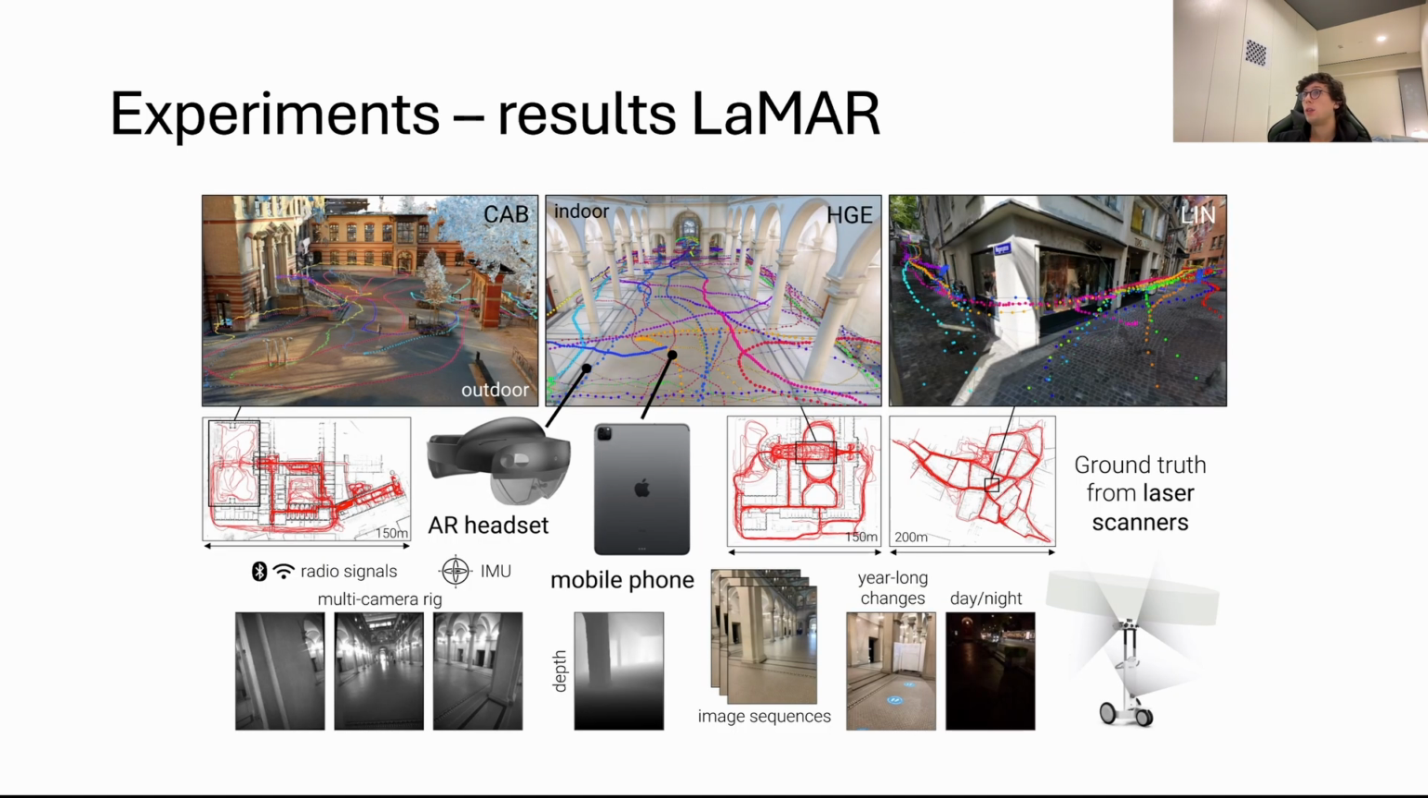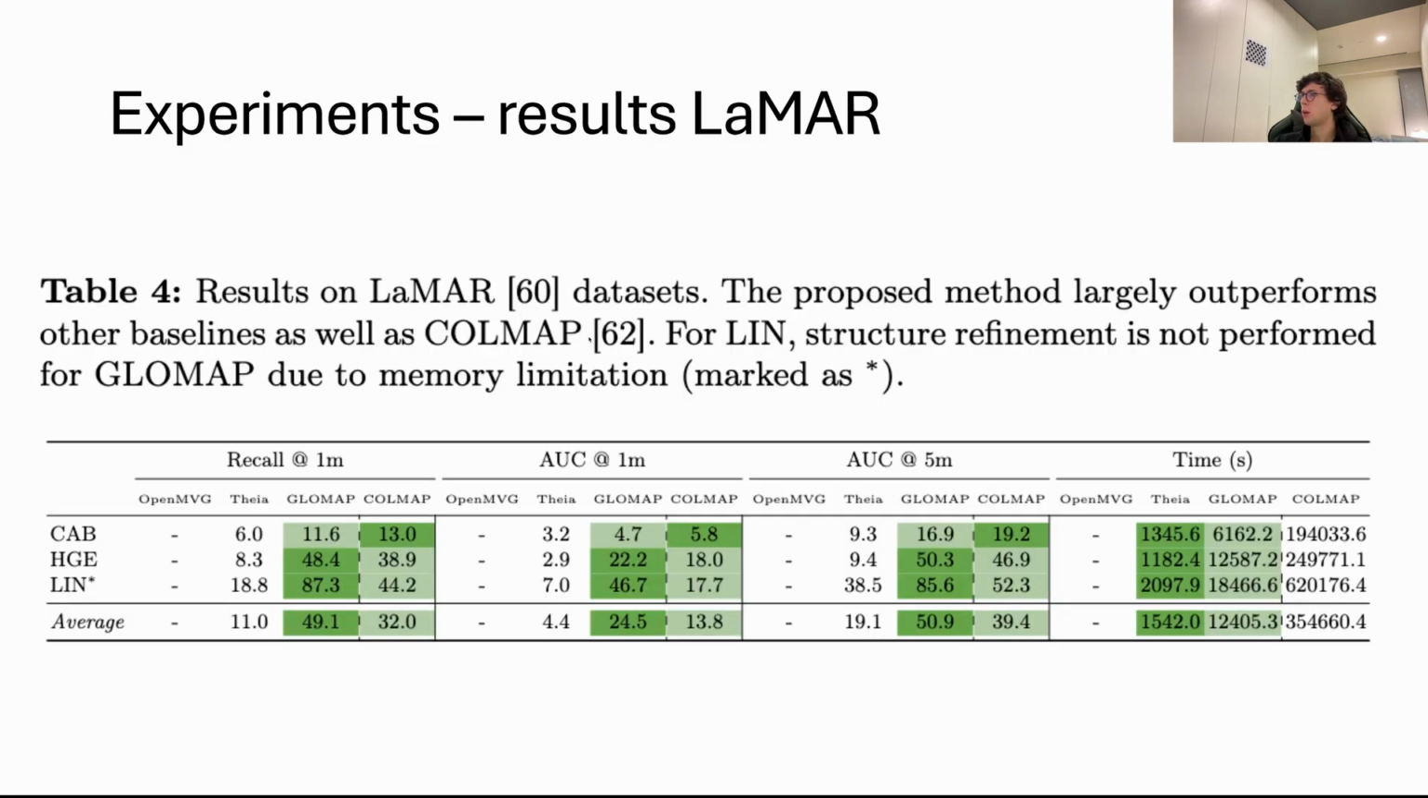They also show the results on LaMAR, this new dataset, which has a lot of images. We can see here a lot of points taken from this dataset, and here, okay, they show still GLOMAP, and also here we see the different results, and of course, for example, some even fail.